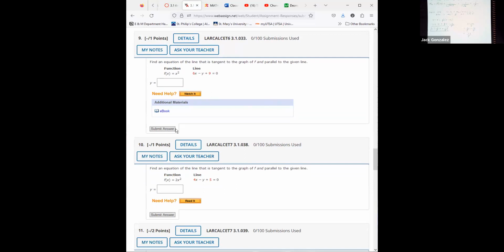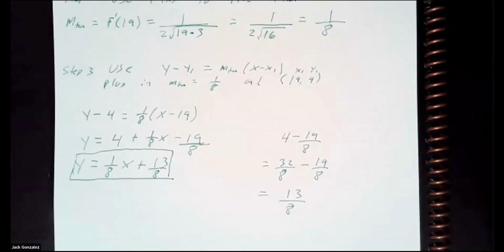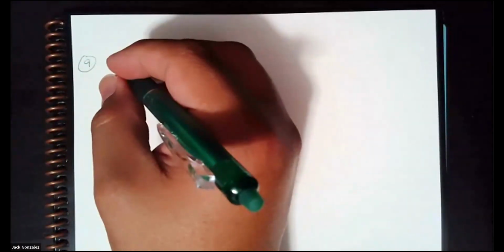All right, for the next question, I'm just going to go ahead and skip the derivative step so we can solve the problem, because derivative takes a while. Number 9.